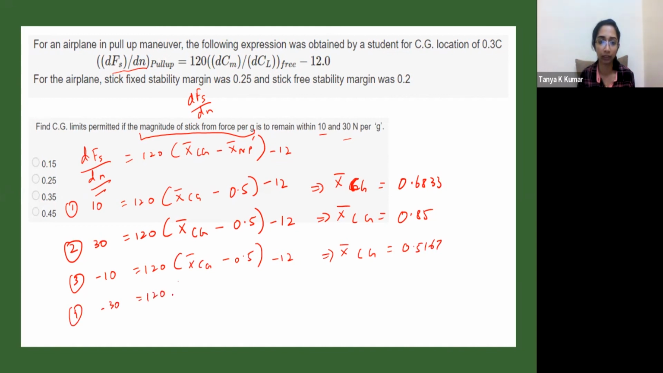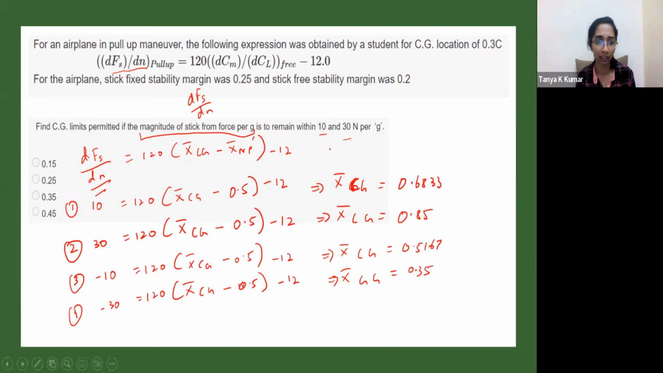Is 120 x bar CG minus 0.5 minus 12. In this case, x bar CG is 120 minus 12. 0.35, right? Correct me if I'm wrong somewhere, okay? 0.35. So they've asked you to find the CG limits permitted if the magnitude of stick force is between 10 and 30.